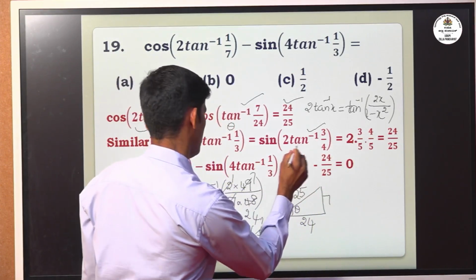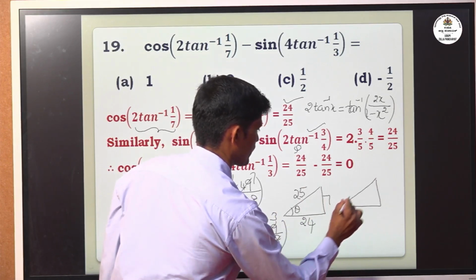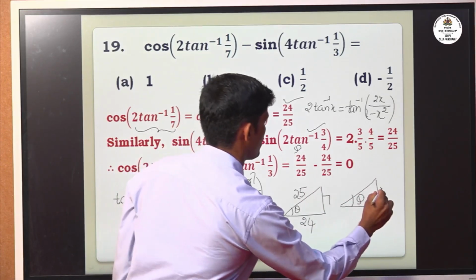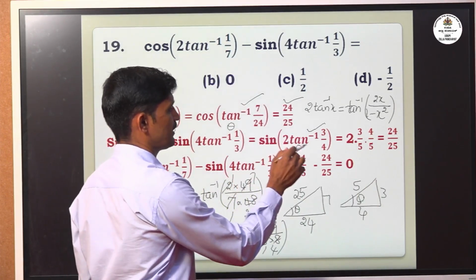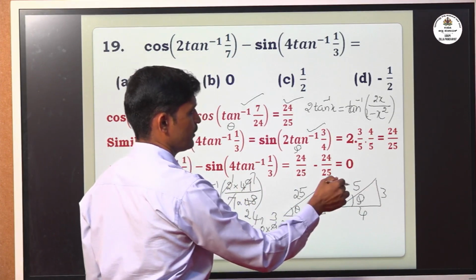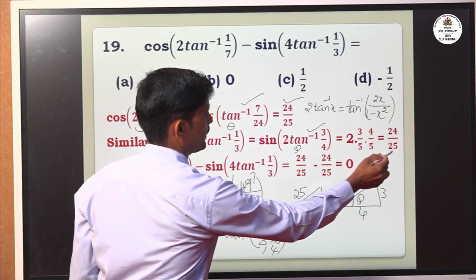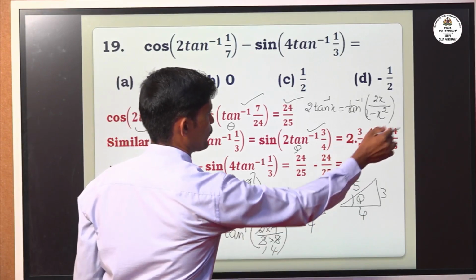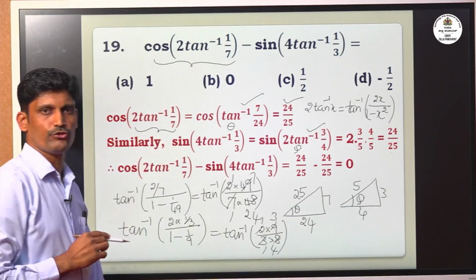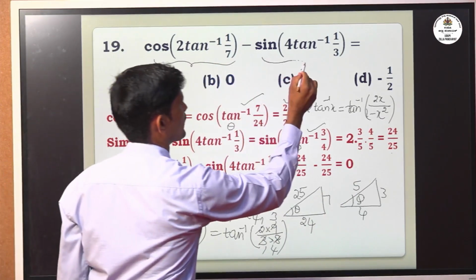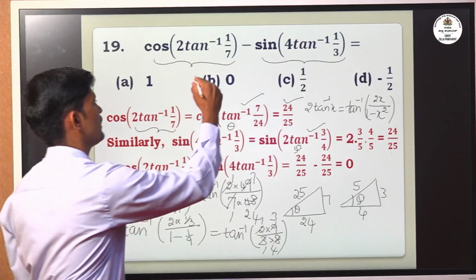If we take another value, tan theta is 3 by 4. If you observe, tan is opposite by adjacent, therefore the hypotenuse is 5. So sin 2 theta is 2 sin theta, that is 3 by 5, into cos theta, that is 4 by 5. It becomes 5 into 5, 25 in the denominator, and in the numerator 2 into 3 is 6, 6 into 4 is 24. So the value of this expression is also 24 by 25. So if you subtract them, you will get the answer 0.